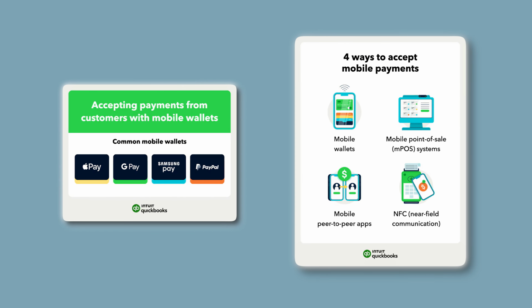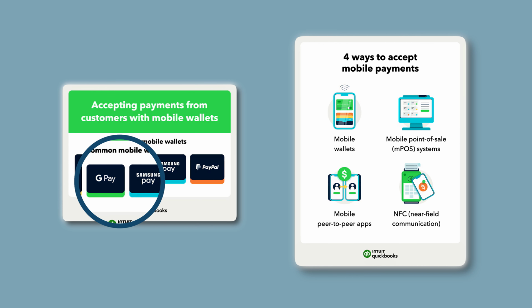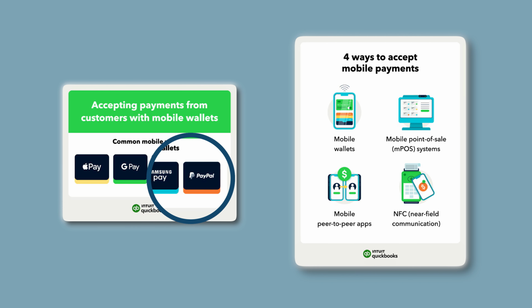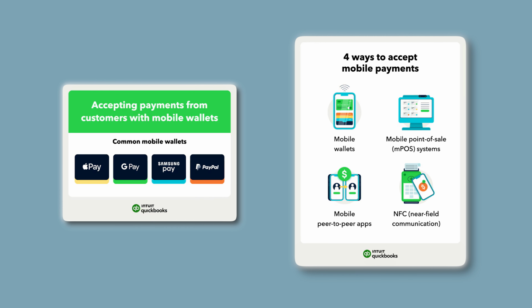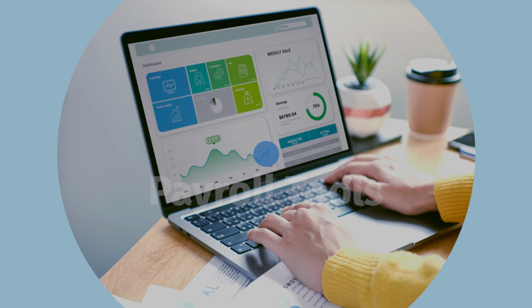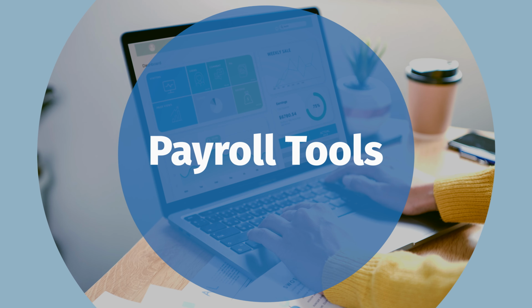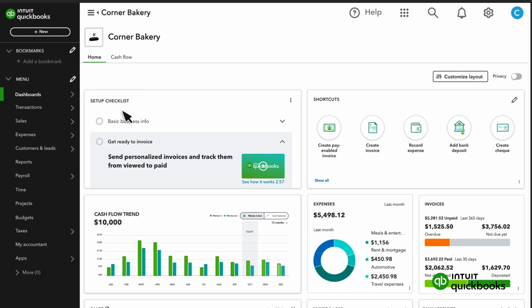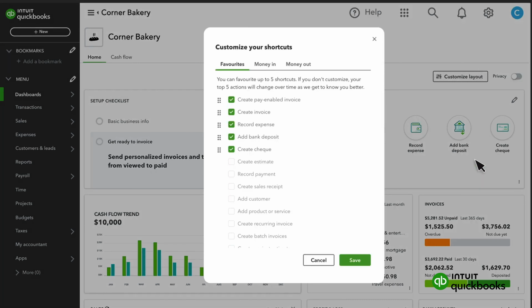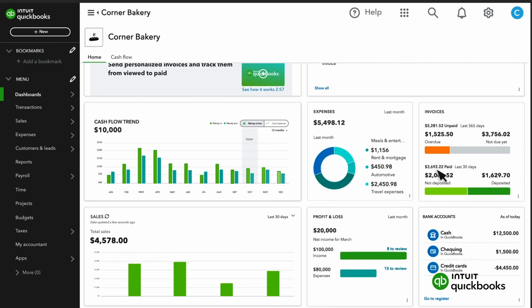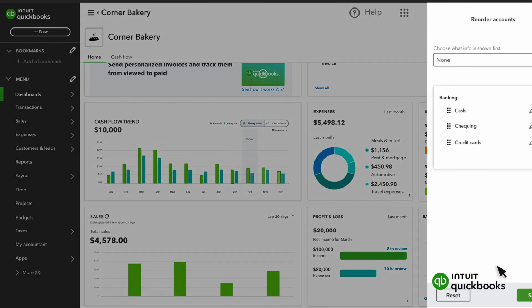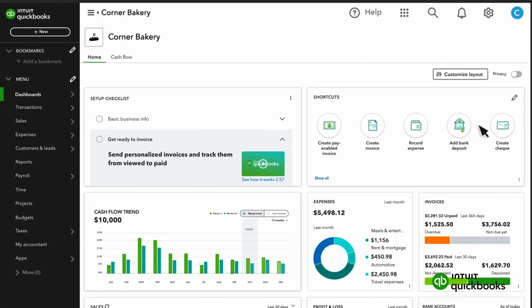QuickBooks Payroll offers integration with several mobile payment platforms, ensuring that you can provide these modern payment methods to your employees seamlessly. Speaking of innovative payroll tools, let's focus on that. Software like QuickBooks Payroll not only saves time, but also reduces the risk of errors. By automating repetitive tasks, you can focus on more strategic aspects of your business.